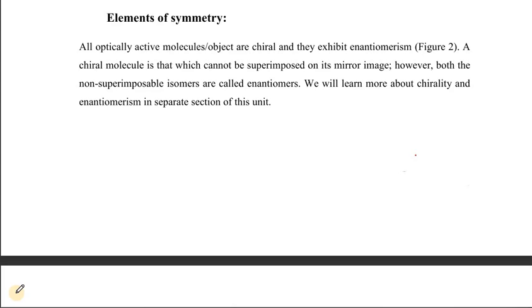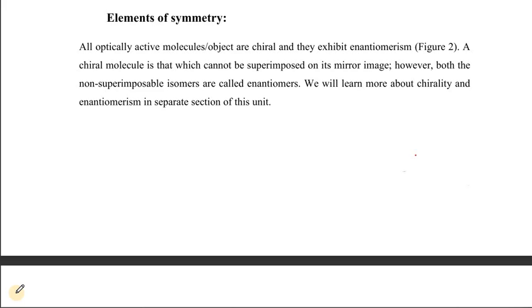Today we will continue with stereochemistry. In stereochemistry, we have done till now isomerism, then types of isomerism, that is structural and stereoisomerism. Under the stereoisomerism, we have done geometrical isomerism, and then we are doing optical isomerism.